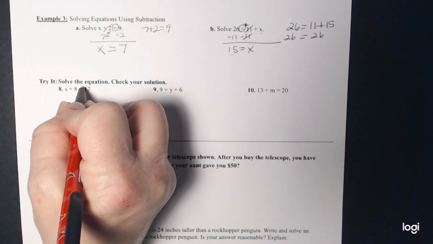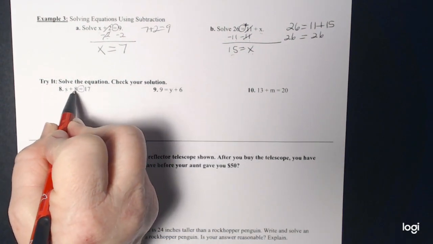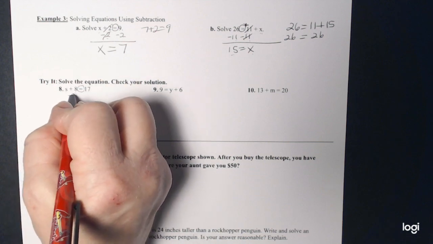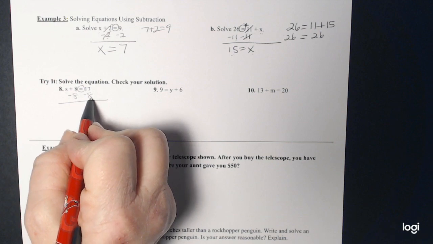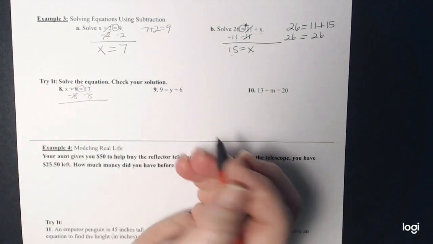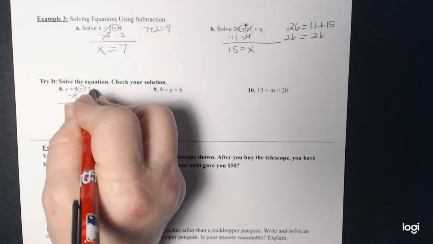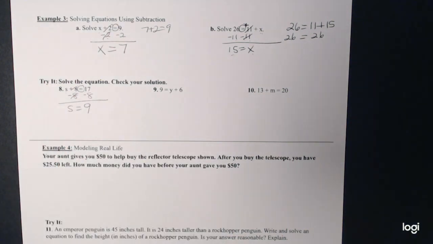I have my balance. Here's the variable, the opposite of plus, minus 8 here. And whatever I do on this side of the balance, I have to do on the other. 8's cancel. s equals 9. And yes, 9 plus 8 is 17.